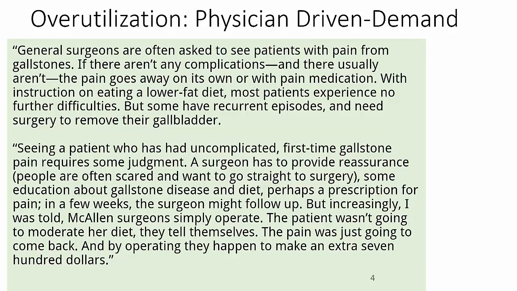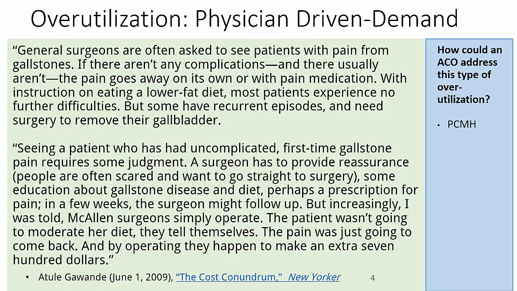So how could an ACO address this type of overutilization? Well, it could first implement a patient-centered medical home, or PCMH, to hopefully make the primary care physician a natural first stop in receiving care. Second, it could coordinate care so that conservative treatment before surgery would hopefully be more available and more effective. And finally, it could offer financial incentives for providers to use more cost-effective treatments. Let's talk about each of these strategies and how they would apply in this example.